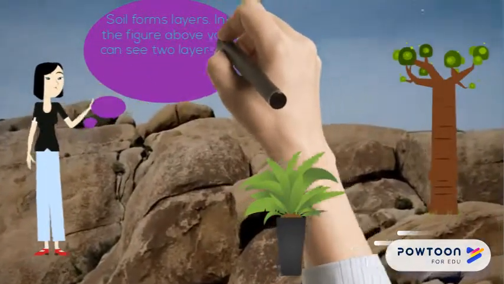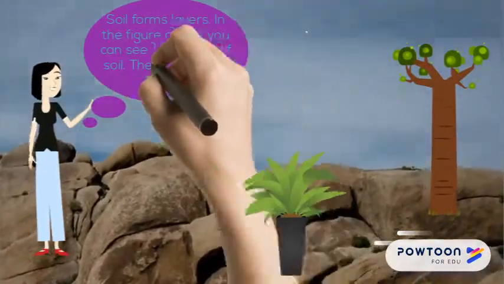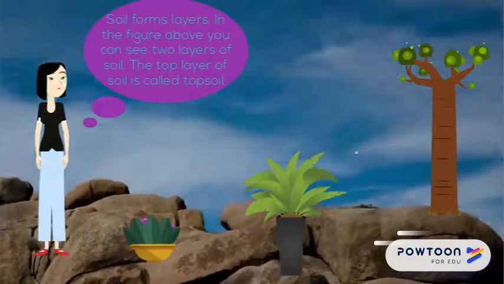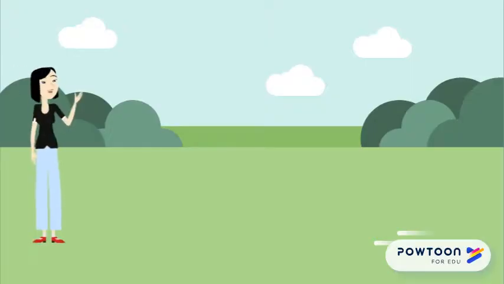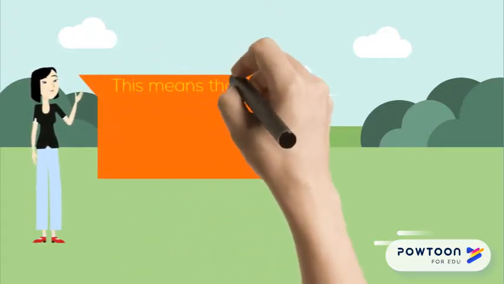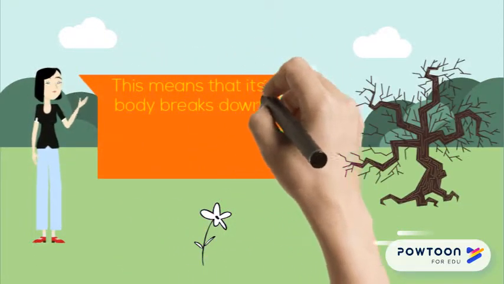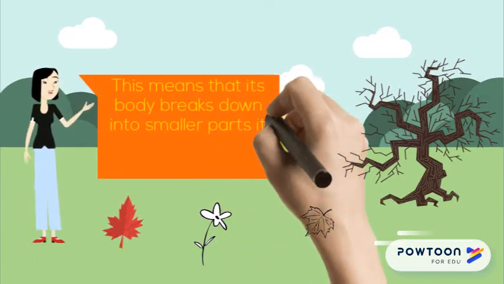The top layer of soil is called topsoil. The topsoil is dark in color. It has the remains of dead plants and animals in it. When a plant or animal dies, it decomposes. This means that its body breaks down into the smaller parts it is made of.